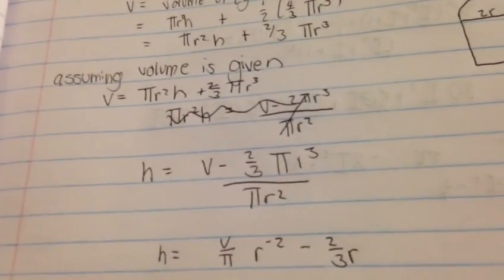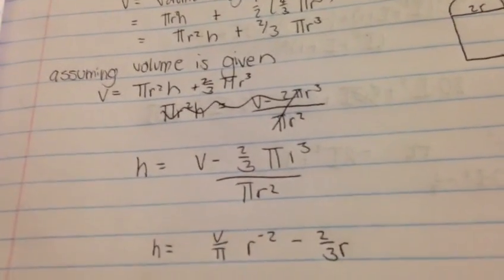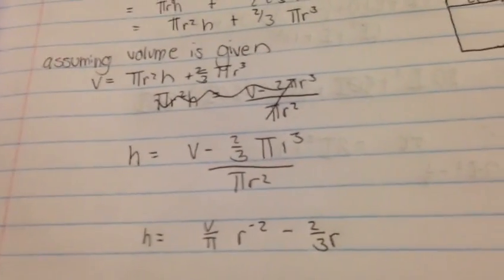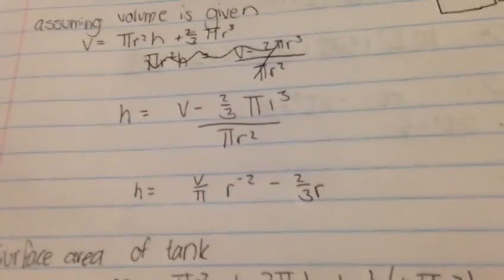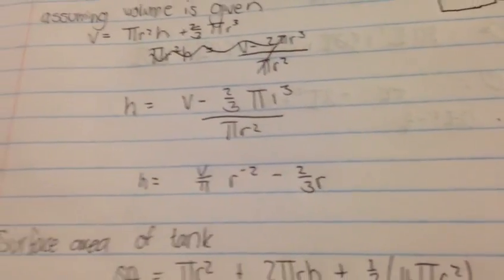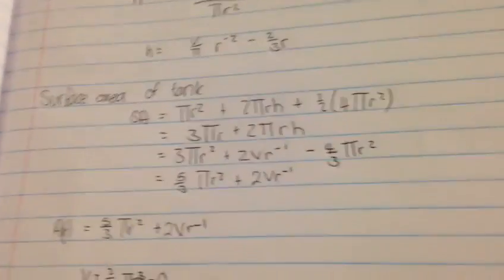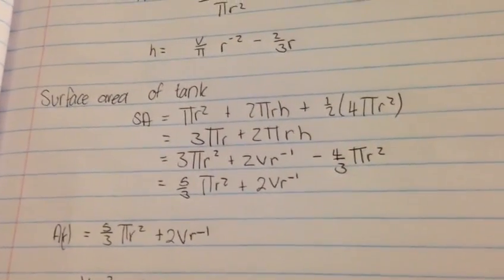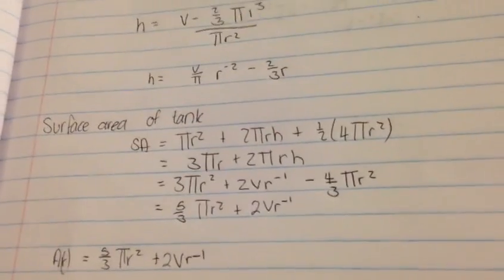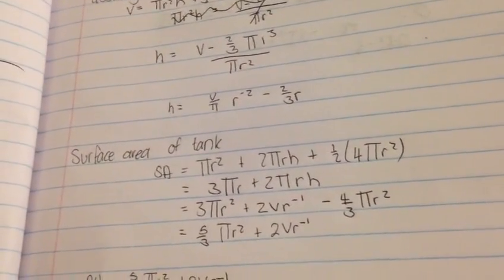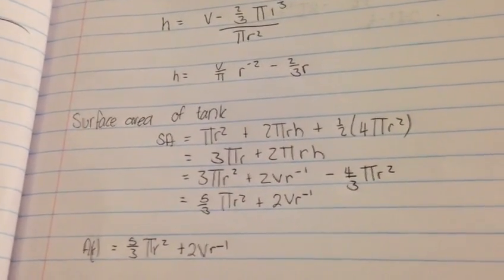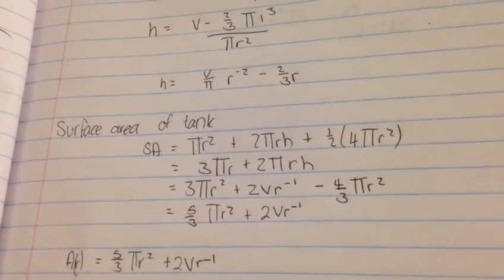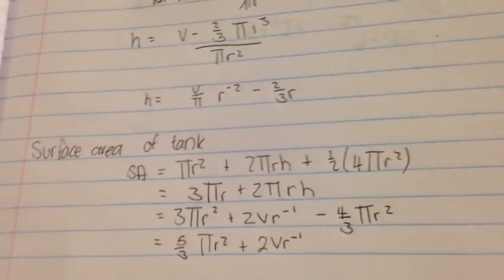So h will then be, just from manipulation of the formula, h is V over pi r squared minus 2 over 3 r. But because we don't want to be working with h, particularly as later we have to differentiate, we eventually have to figure out h in terms of r, which we did using the surface area. So, blah blah blah, you can see my working.